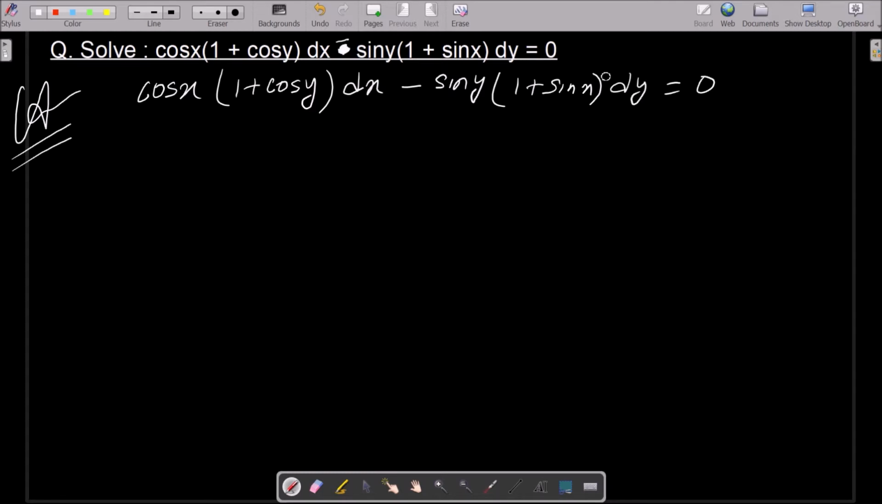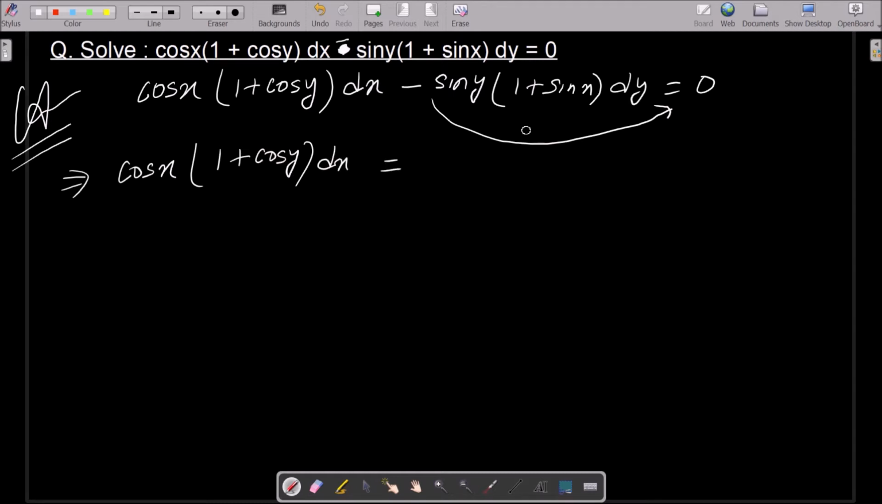The first thing is we need to move this to the right. So writing cos x (1 + cos y) dx equals sin y (1 + sin x) dy. After that you need to do one thing: the y part moves into one place and the x part you need to move to the other place.